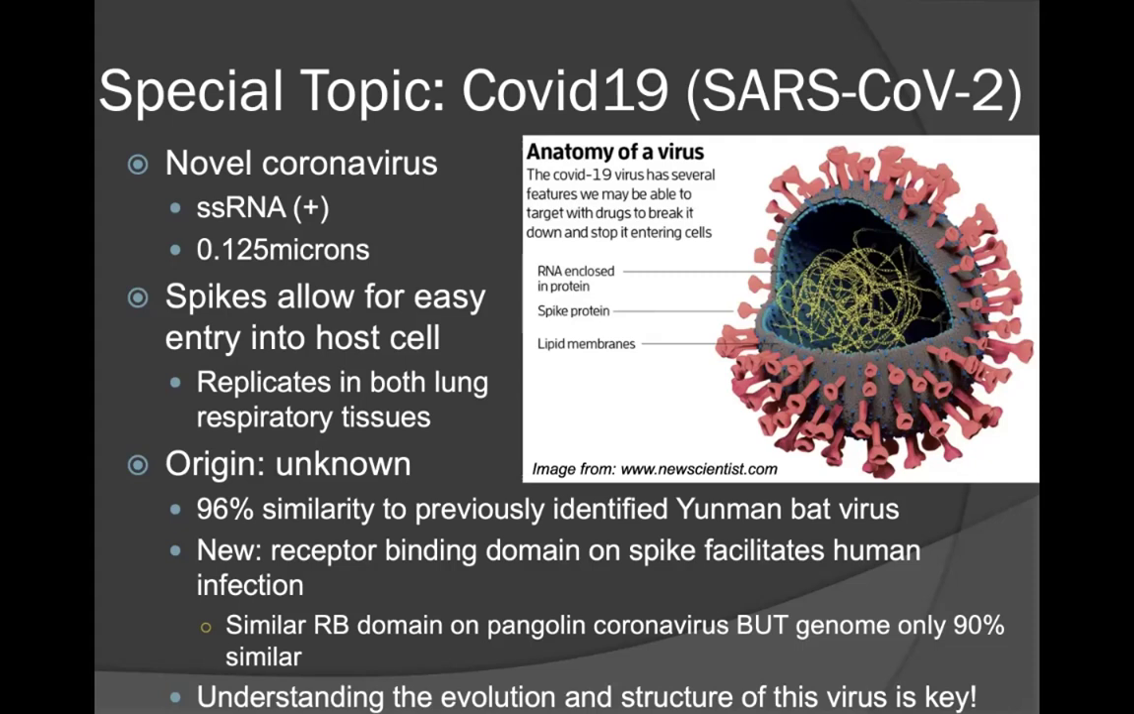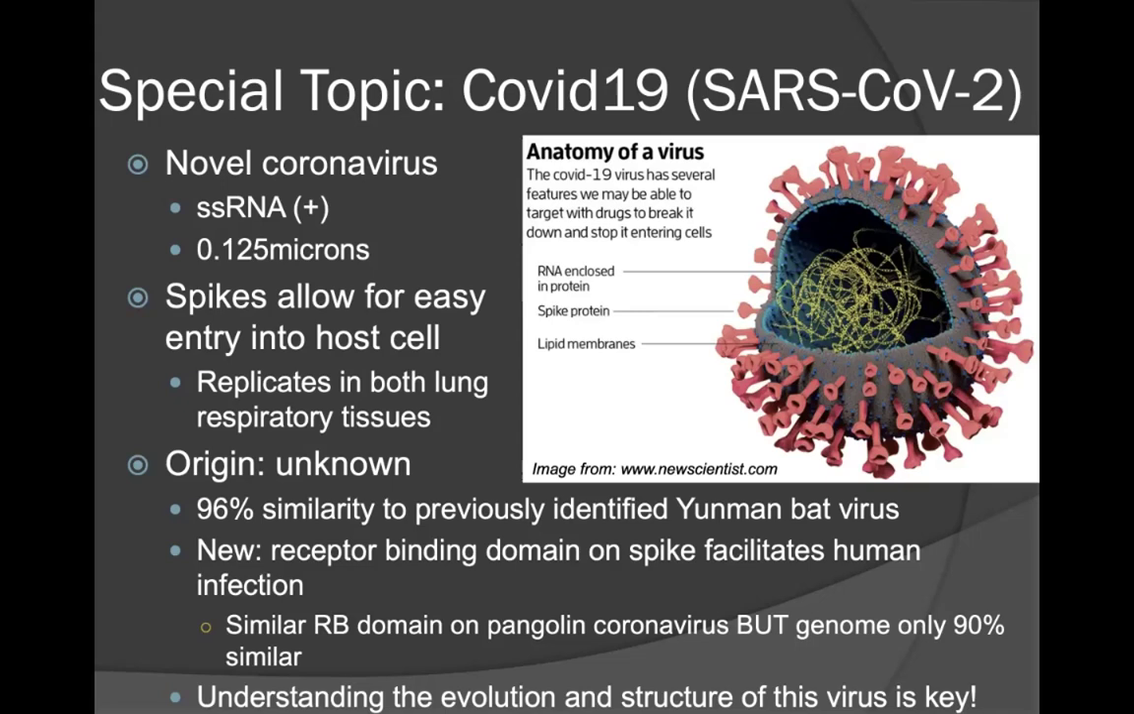Take a look at the diagram to the right to see the overall layout of the structure of this virus. The RNA is enclosed in a protein coat. This is then surrounded by a lipid membrane, and that lipid membrane has many spike proteins attached to it. These spike proteins are very important to allow for easy entry into the host cell. What is unique about this disease is that these viruses can replicate in both lung and respiratory tissues. Most coronaviruses can replicate either in one or the other.